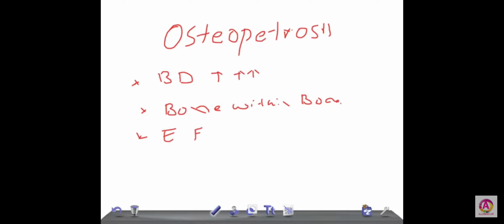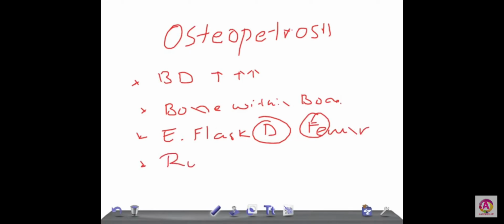Erlenmeyer Flask deformity of the femur. Right, and another one is Rugger Jersey spine, very important. And you can see spondylolisthesis.